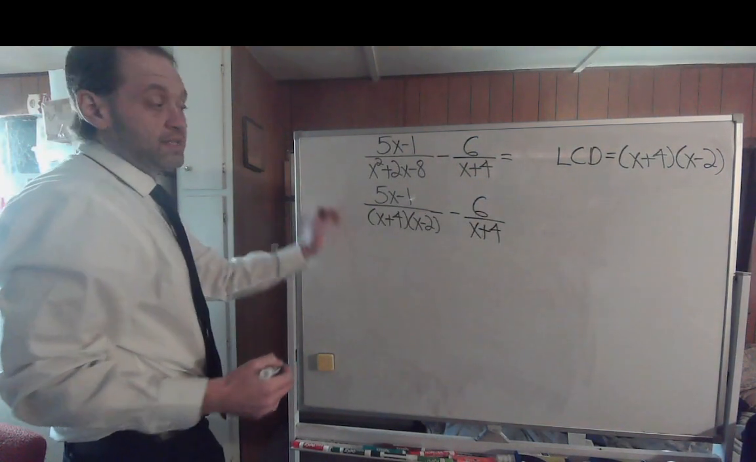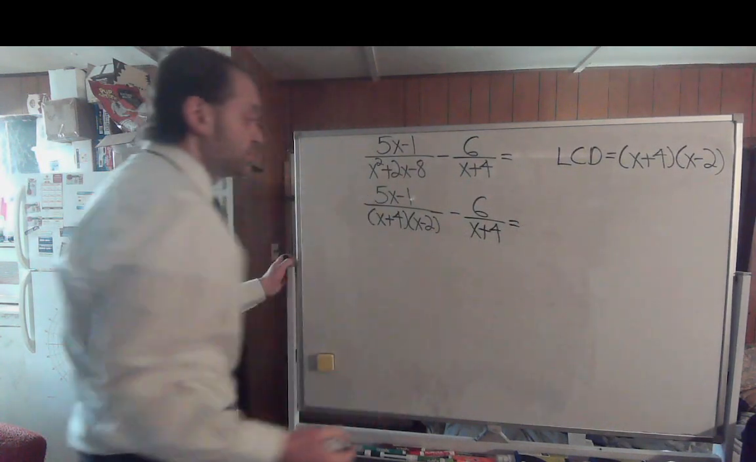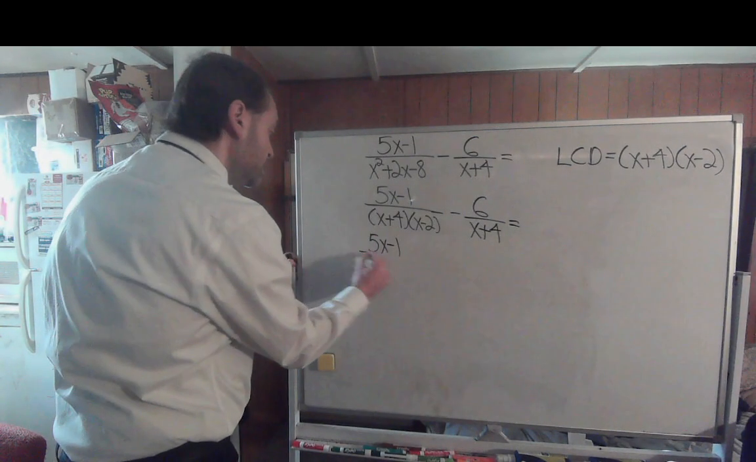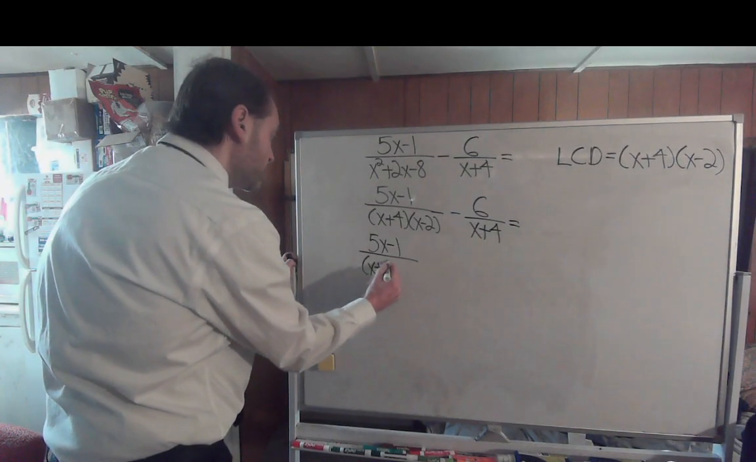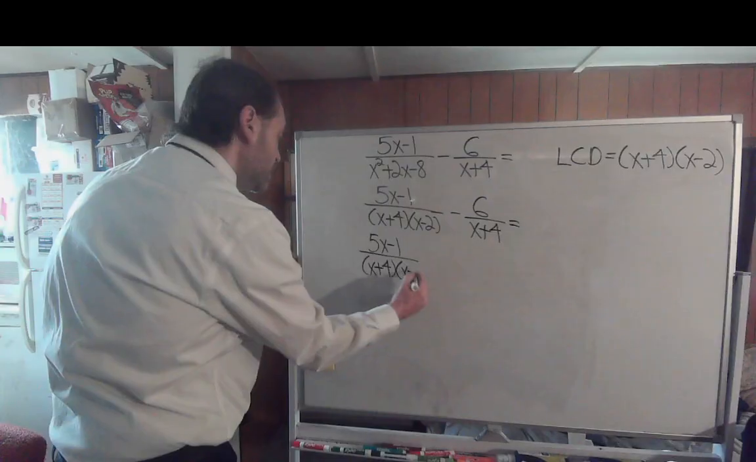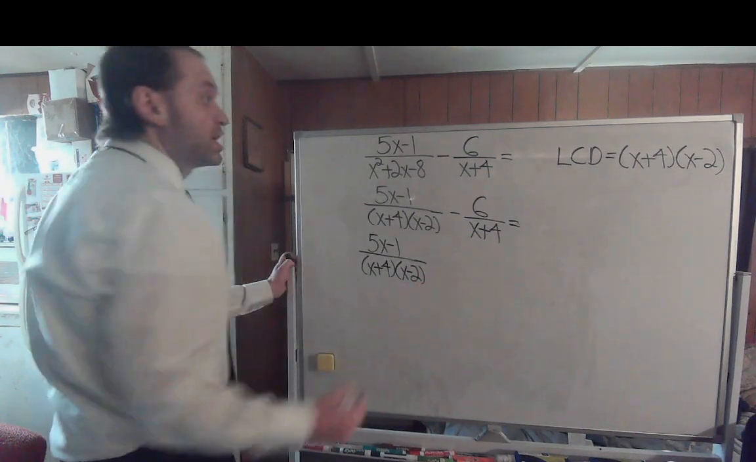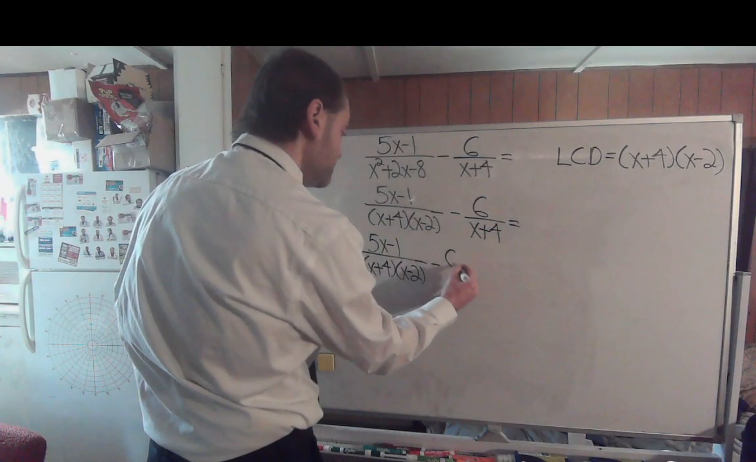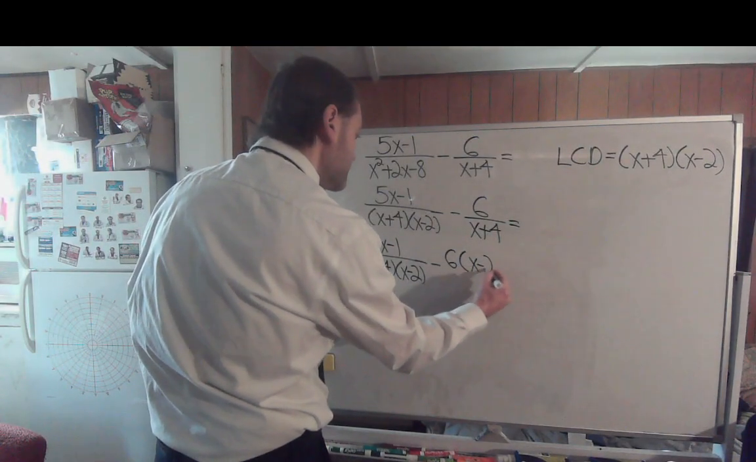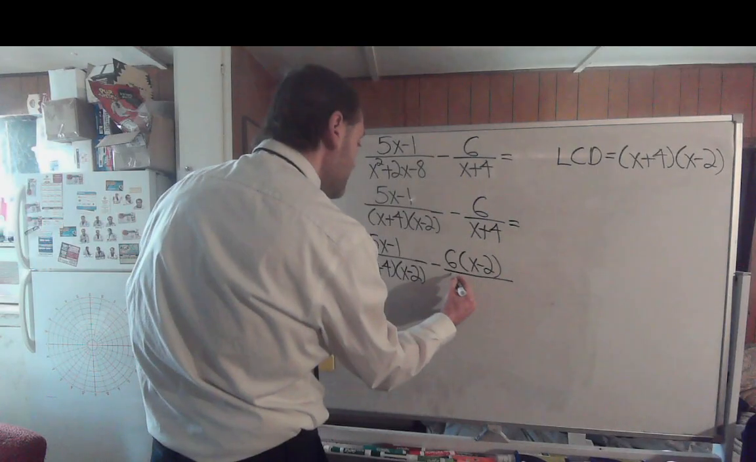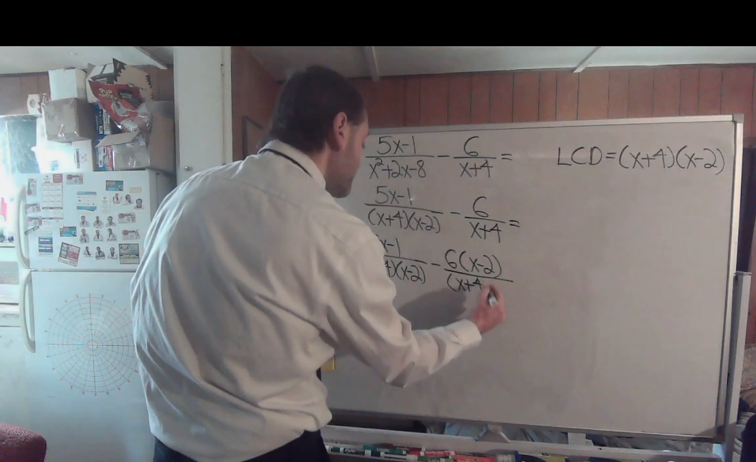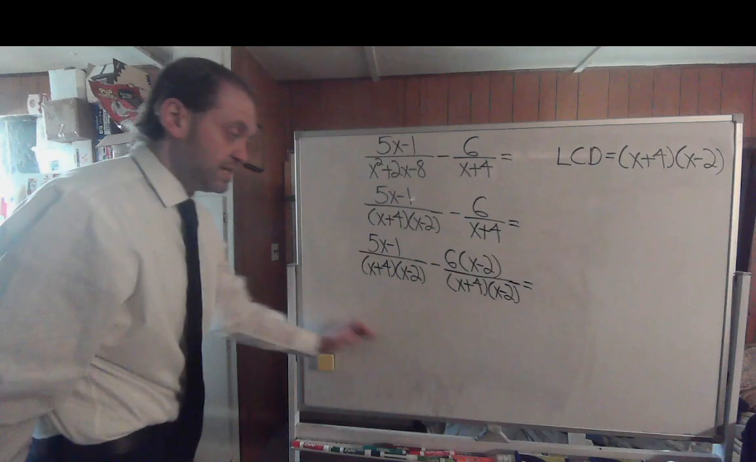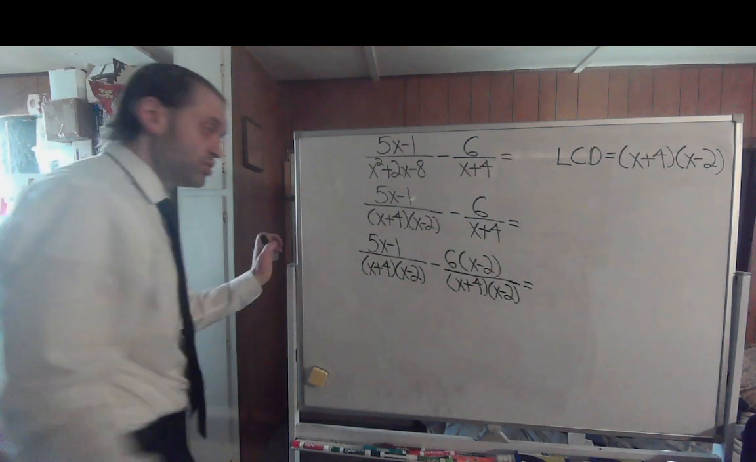So now we need to get the least common denominator on both terms. The first term's already there, so you have 5x minus 1 all over x plus 4 times x minus 2. But your second term, you're going to have to multiply both numerator and denominator by that x minus 2. So 6 times x minus 2 all over x plus 4 times x minus 2. And now that both terms have the same denominator, we can carry on with our subtraction.